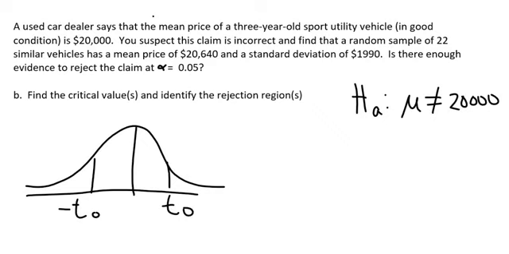Since we're dealing with the t-distribution, we also need to figure out what our degrees of freedom are. The degrees of freedom is n minus 1. Our sample size is 22. Therefore, our degrees of freedom is 21. Now let's take our degrees of freedom and alpha equals 0.05 to our t-table and figure out what our critical value is.